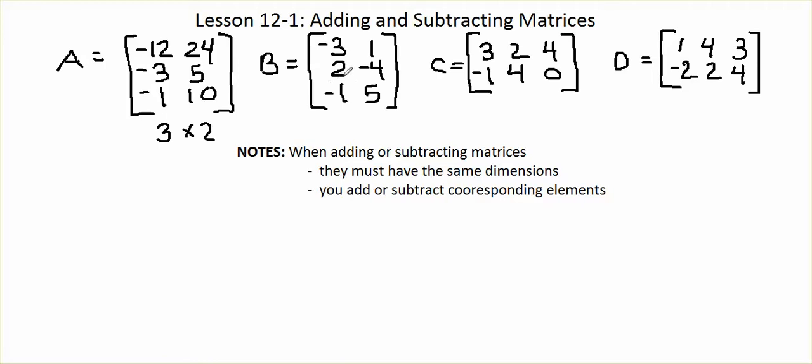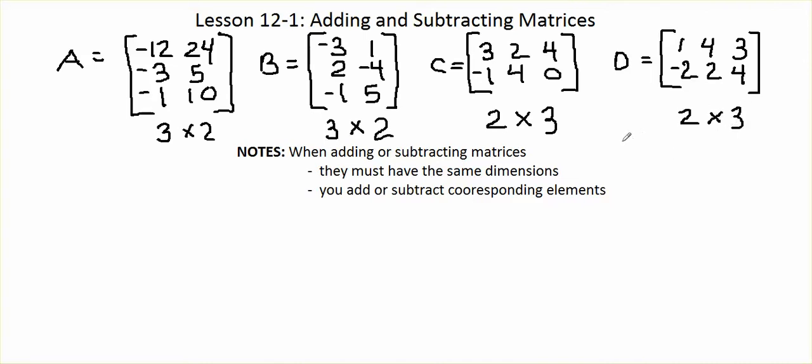This matrix right here also has 1 row, 2 rows, 3 rows, and it has 1 column, 2 columns, so it is also a 3 by 2 matrix. This matrix right here has 1 row, 2 rows, but it has 1 column, 2 columns, 3 columns. So it is a 2 by 3 matrix. And our last matrix, D, has 1 row, 2 rows, and it has 1, 2, 3 columns. So it is also a 2 by 3 matrix.